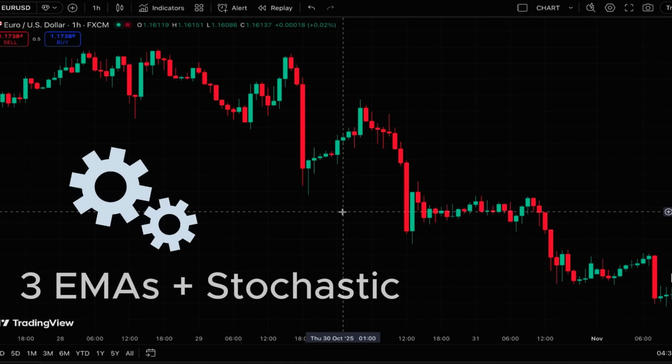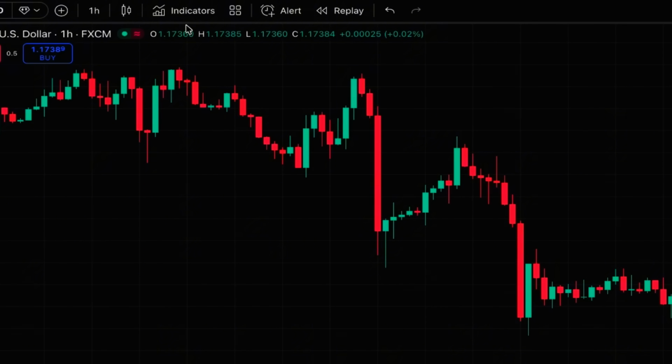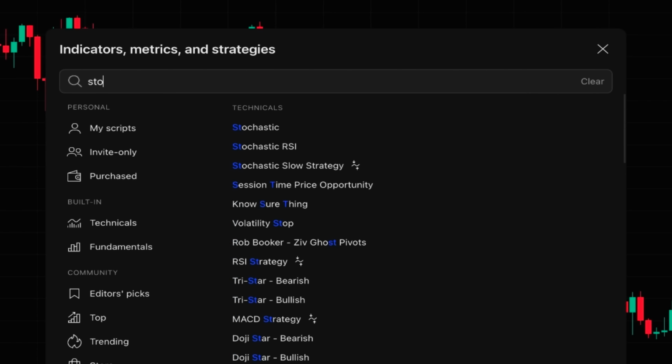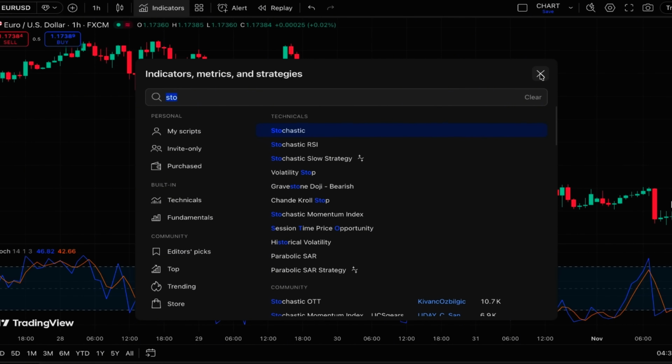Alright, we need to add 3 exponential moving averages and 1 stochastic oscillator. First, let's add the stochastic oscillator. Here we click on indicators and we search stochastic. This one, which is a built-in indicator on the TradingView platform, and we need to change its settings.